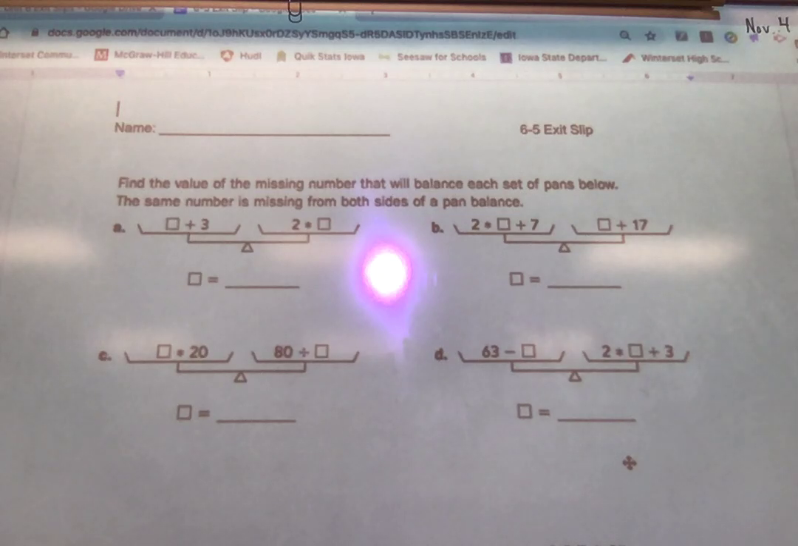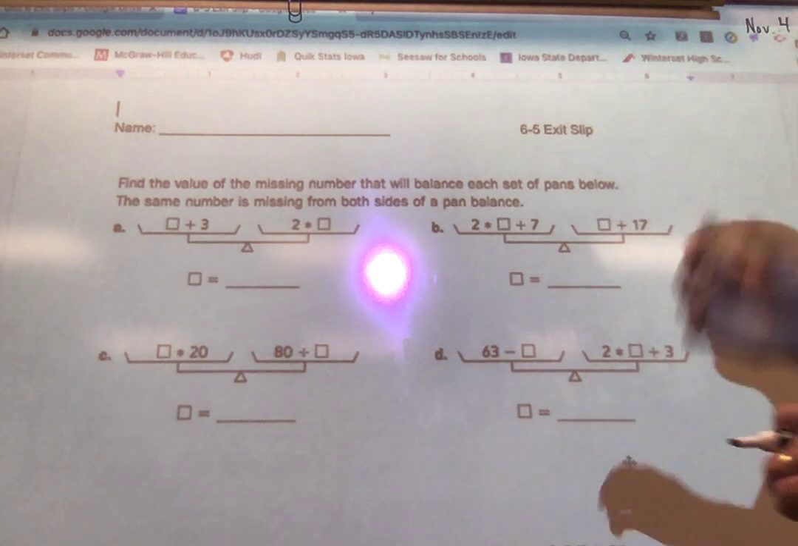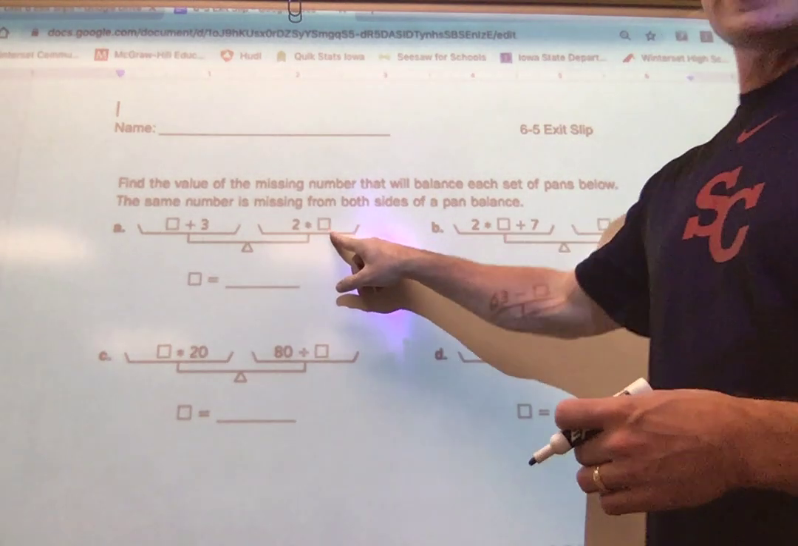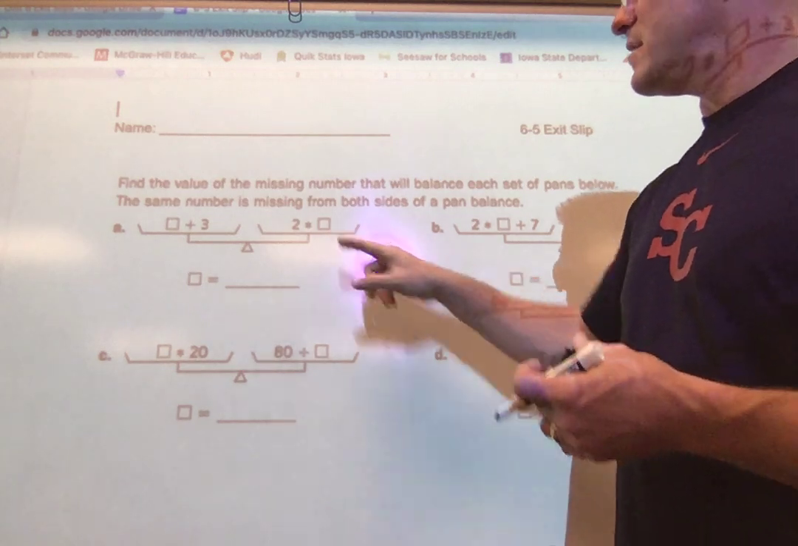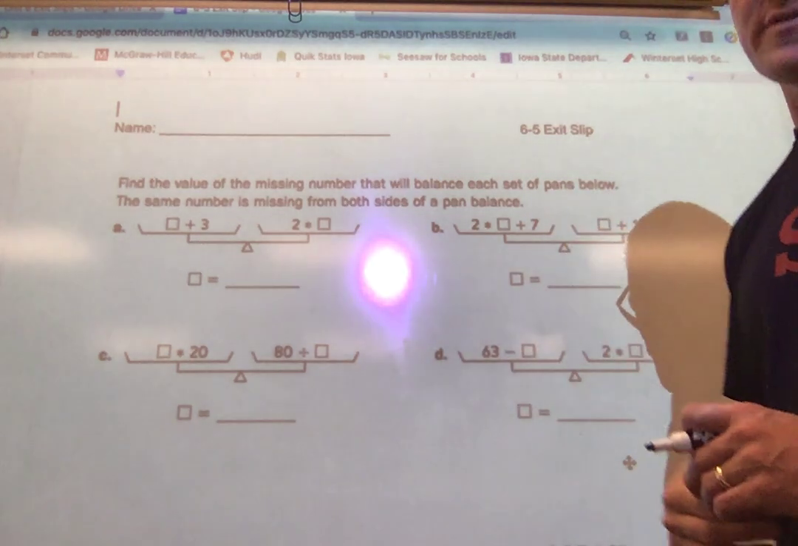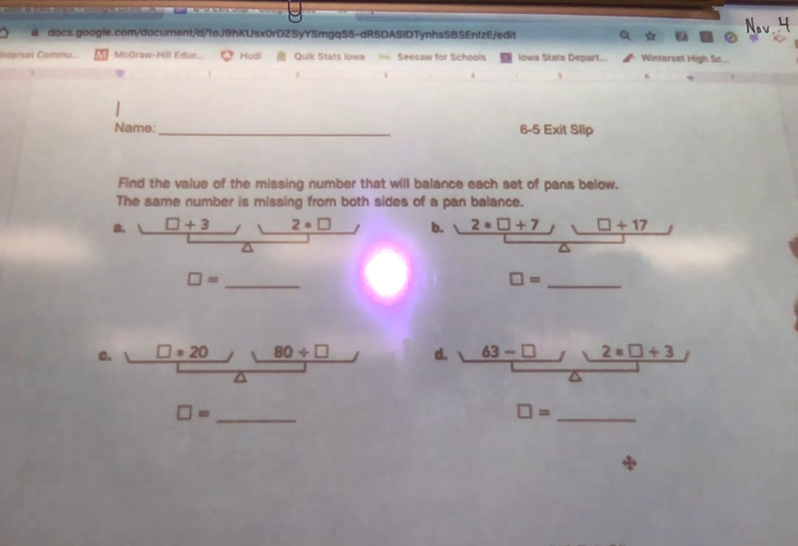All right, guys, on exit slip 6.5 here, we're dealing with the I can statement of being able to find missing numbers that could make these equivalent expressions using pan balance models. So getting these to balance out. And this is kind of that algebraic thinking. This open box here is what's missing. You know, we could call this x or another variable if we wanted to. Eventually we're going to do that. But again, you're just trying to balance out some algebraic thinking here.